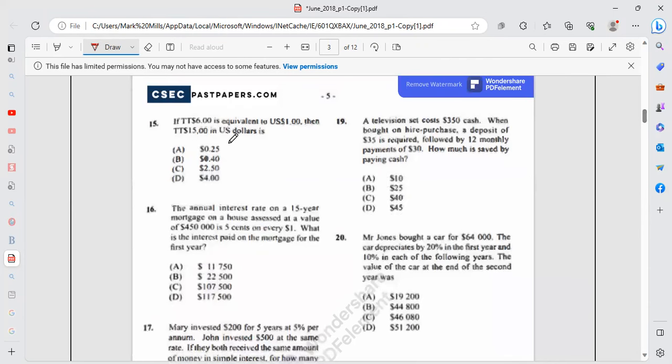Number 15. $6 TT will give you US $1. So you want to find US dollars for $15 TT, which will be equal to X US. We cross multiply: 6x is equal to 1 times 15. So X is equal to 15 divided by 6. What do I get? 2.5.